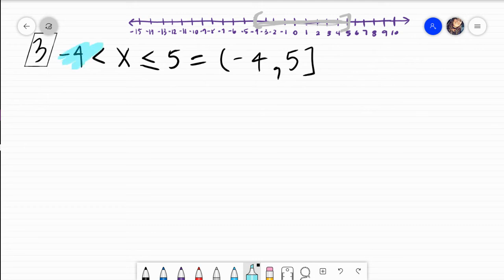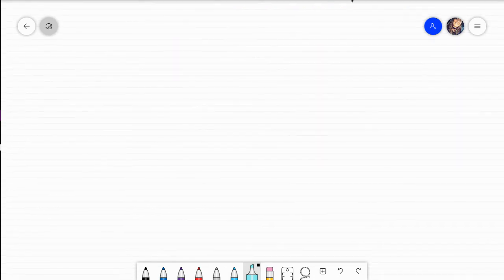This is an inequality because it has inequality symbols, and it states that my x is in between -4 and 5. It cannot equal -4, but yes, it can equal 5. This is interval notation that tells me my x is in between -4 and 5. It can't equal -4, but yes, it can equal 5. Do you see how they're all pretty much the same thing? It's just different ways of representing it.